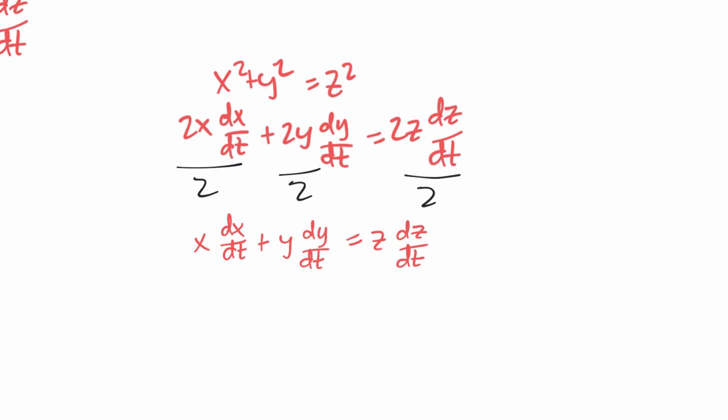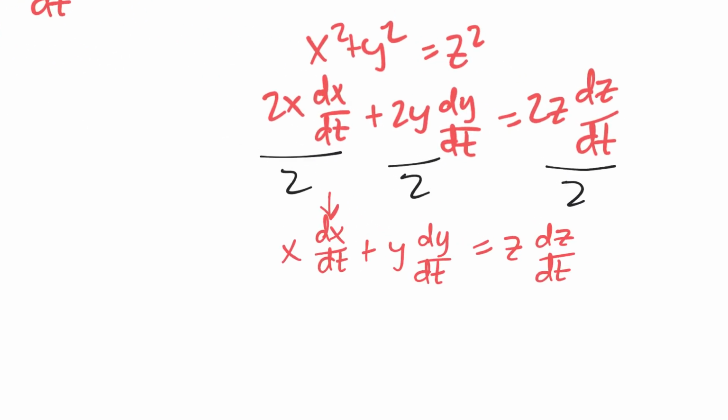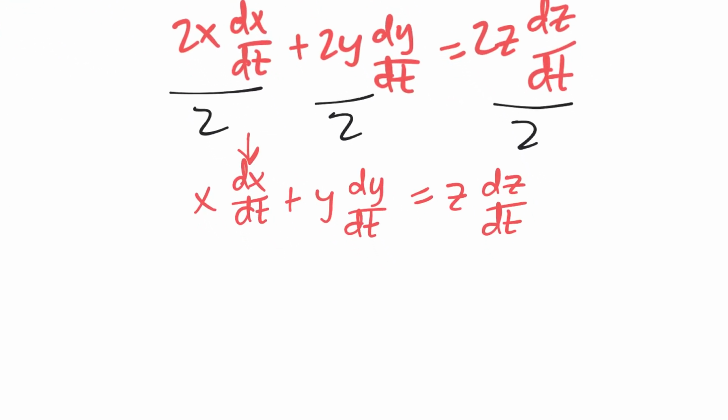And we need to know the value of dy/dt, so we're trying to solve for that right there. Now, back in the problem here, we know that x is 4, y is 3, z is 5. So x is 4 dx/dt, y is 3 dy/dt, and z is 5 dz/dt. And we're trying to solve for dy/dt.